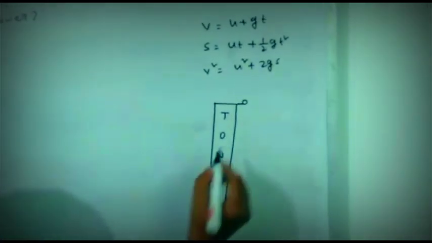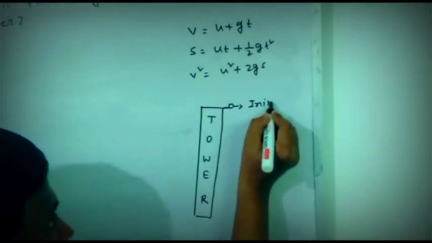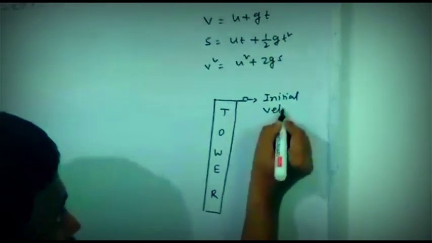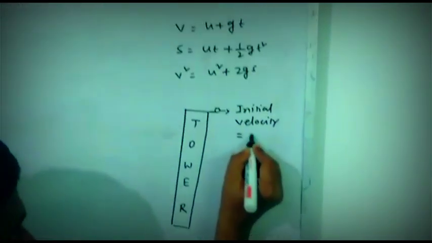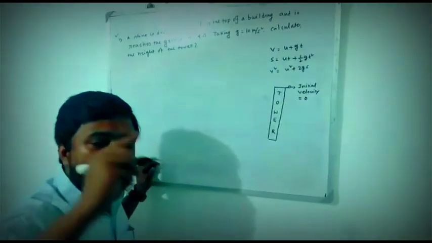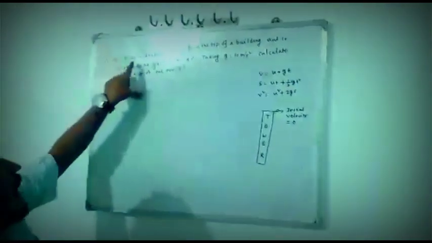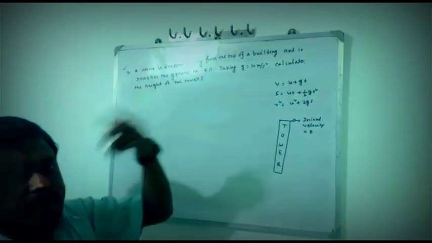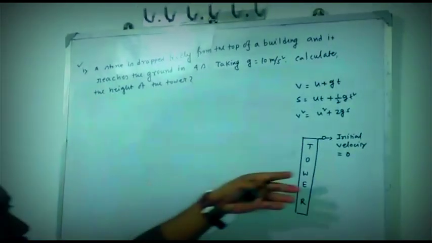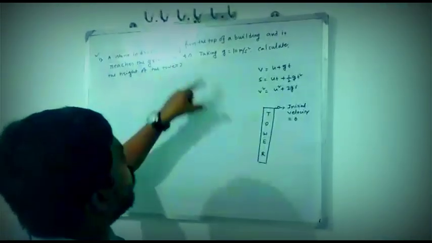When you drop the object, what is the initial velocity? Initial velocity equal to 0. Students, remember one point: if a body is dropped from a certain height, the initial velocity should always be 0. In this case also, a stone is dropped freely from the top of a building, so the initial velocity is 0. Now it is given that it reaches the ground in 4 seconds.